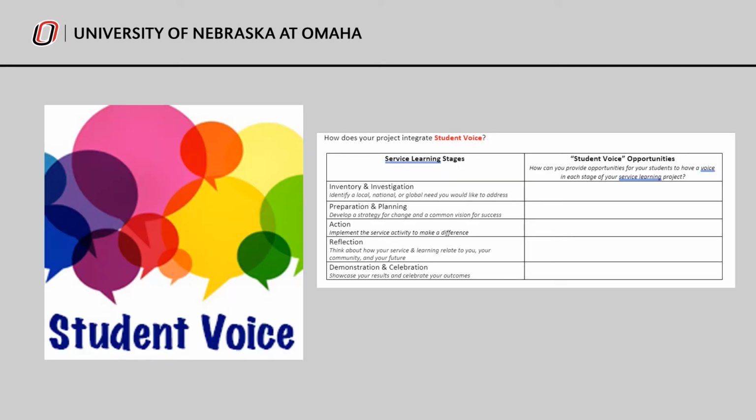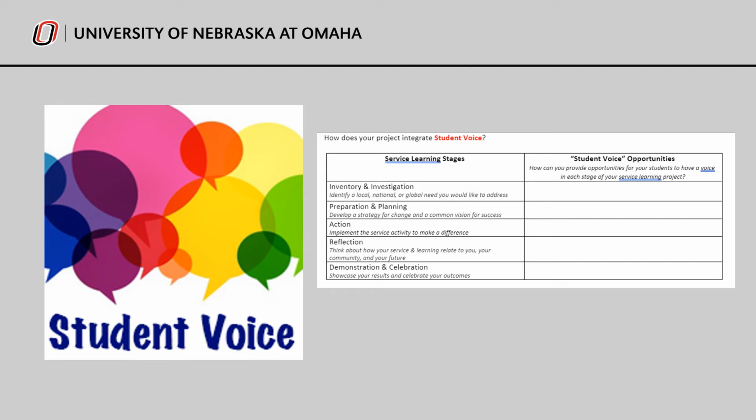The next part of this document is a space where you can integrate student voice. Student voice is an opportunity where your students can share with you how they want to be involved with the service learning project. Some great spaces for this may be in the project and planning phase, where students can identify who their group members may be. Students could also share in the action phase in identifying direct and indirect service opportunities and how they might engage in that experience.